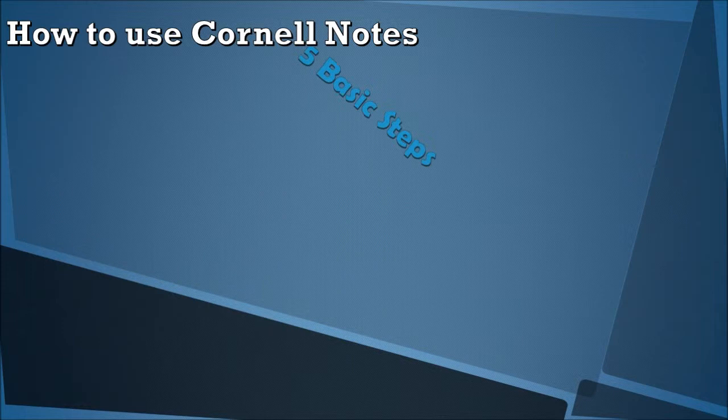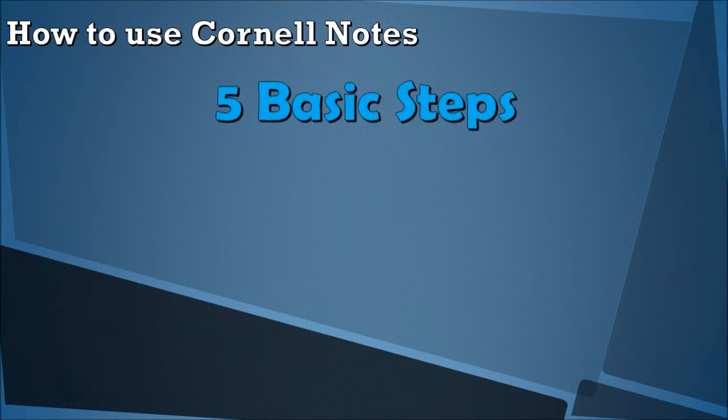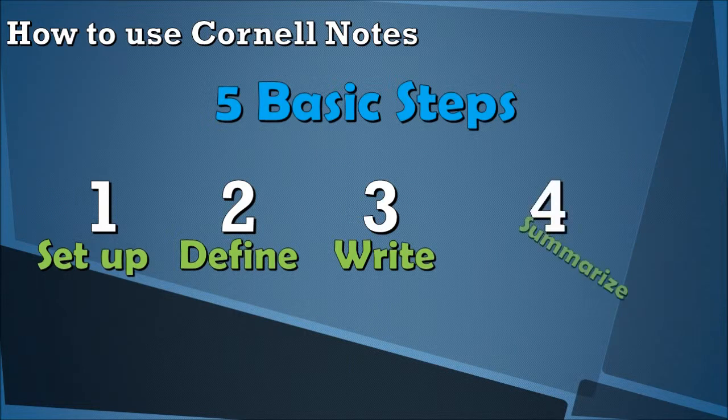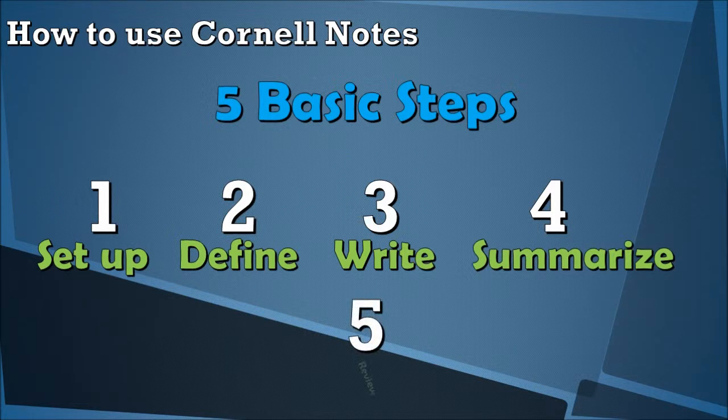Number 1, setup. Number 2, define. Number 3, write. Number 4, summarize. And number 5, review. Here's how it works.